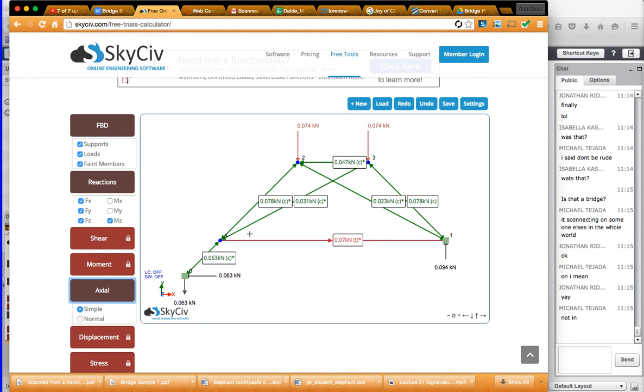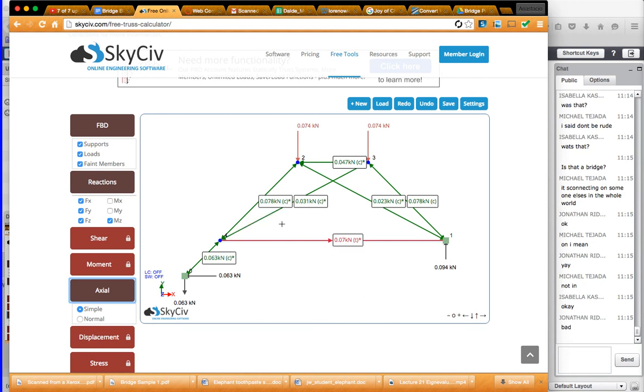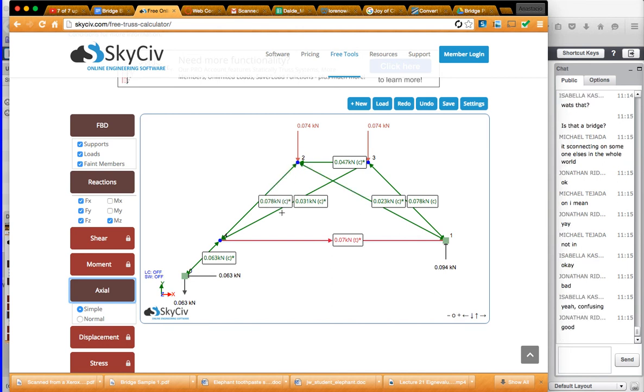Now, some of these lines are green and some of these are red. Now, what does red mean? All right, well, let me tell you what green is. Green is actually a good thing. Green means that the force is pushing this thing together. It's in compression. Does that kind of make sense?